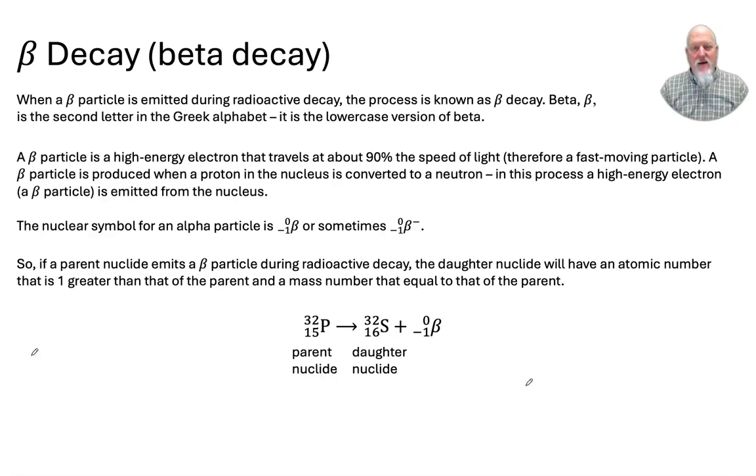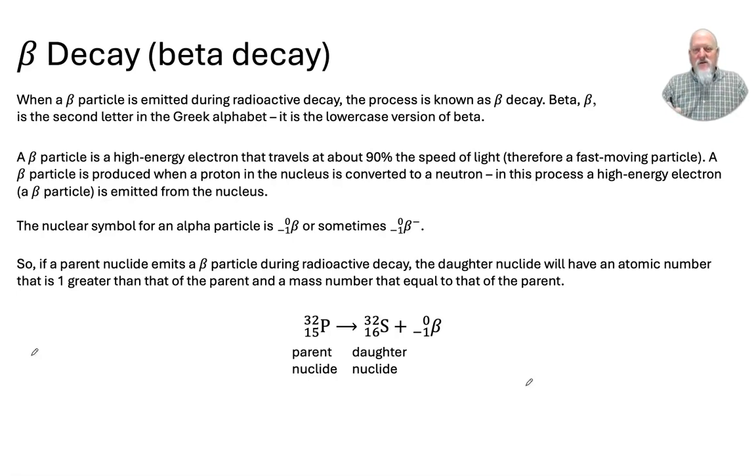Okay. During beta decay, what happens is that a neutron in the nucleus converts to a proton. So remember, neutrons are neutral and protons are positively charged. So basically what has to happen is a negative charge has to leave the neutron to convert it to a proton. So during beta decay, in the nucleus, a neutron converts to a proton and an electron is emitted from the nucleus. We're not really worried about the electron. We're only worried about really what's happening in the nucleus.